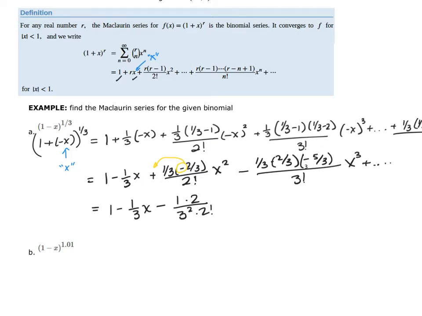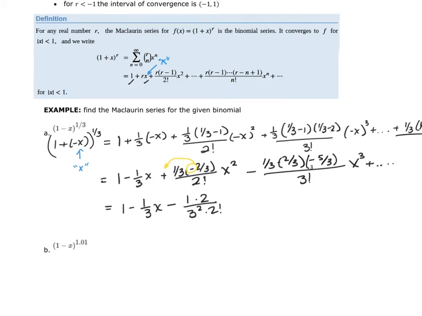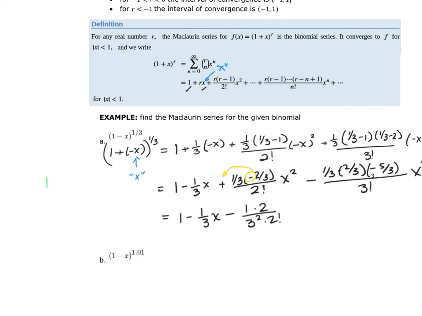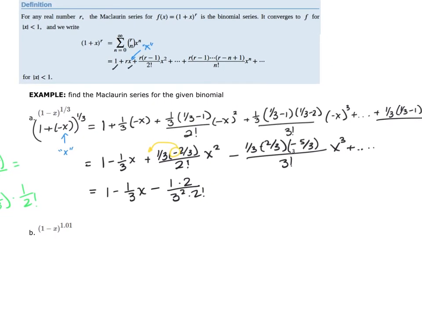And the reason it's 3 squared is because, now let me just come over here and show you why. I have 1/3 multiplied by negative 2/3. And then I'm dividing by 2 factorial, which is the same thing as 1/3 multiplied by negative 2/3 multiplied by 1 over 2 factorial. And that's why it is 3 squared in the denominator and 2 factorial multiplied by x squared. Now, this negative and this negative are going to cancel themselves out and become positive.